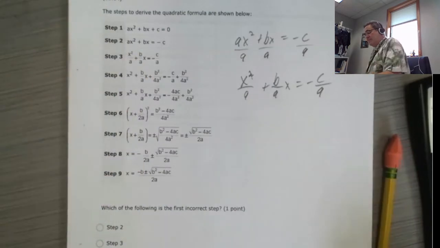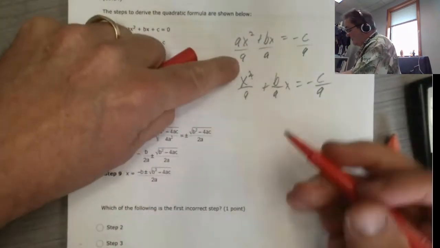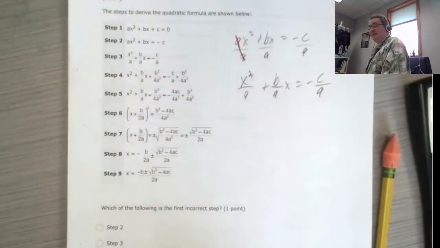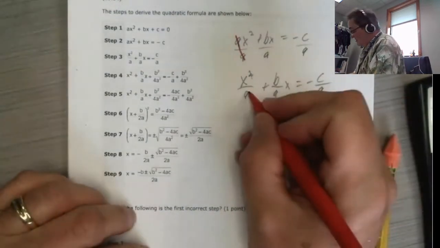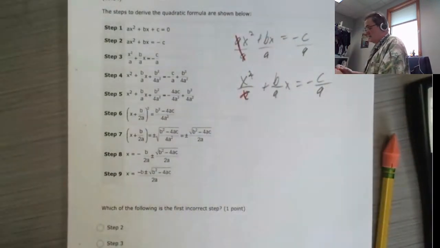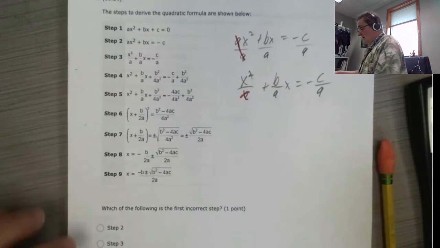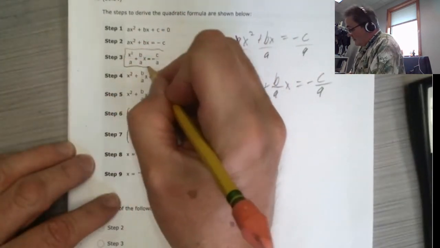Oh, I think we have a problem already. If you divide a by a, that's just 1. So this would go away. It would just be x squared as the first term. So we've got our problem right there.